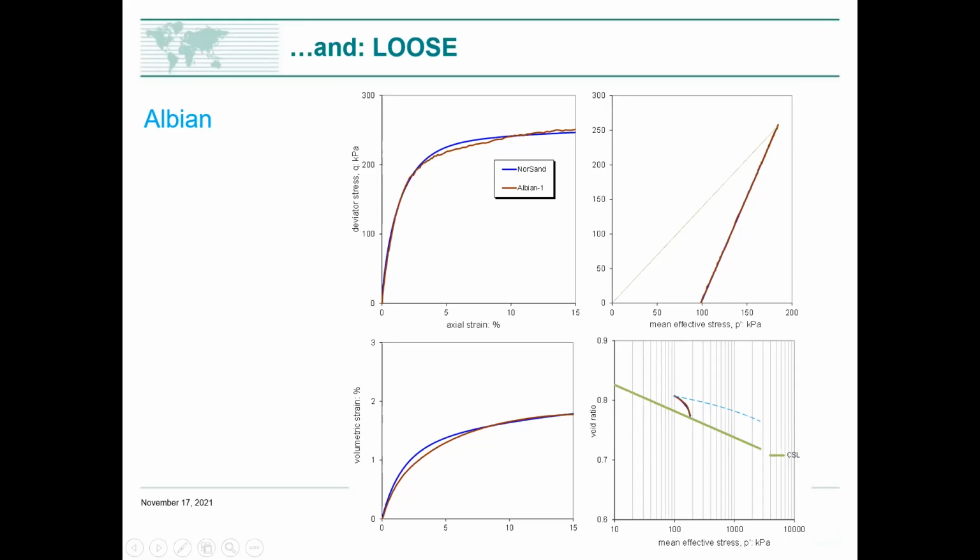And going from dense to loose, I'm not changing properties. What I'm changing is just simply the state parameter or void ratio. And that is the offer and the attraction of critical state theory. It gives a mechanical linking of void ratio to mechanical behavior.